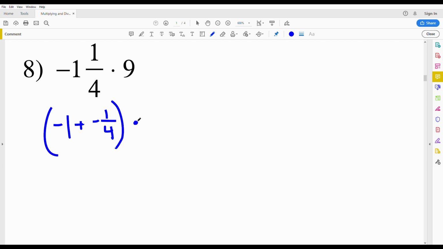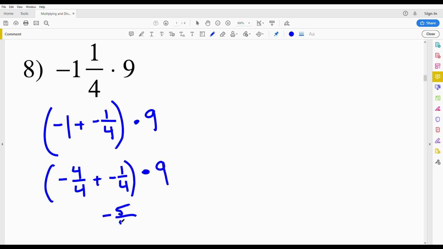And we're multiplying all that by 9. Now we can convert this negative 1 so that we can add those as long as we have a common denominator. What divided by 4 equals a negative 1? That's going to be a negative 4 divided by 4 equals a negative 1. And we'll add that to negative 1/4. Then that number will get multiplied by 9. Negative 4 plus negative 1 is going to be negative 5. That's all over our common denominator of 4, and we're multiplying by 9.